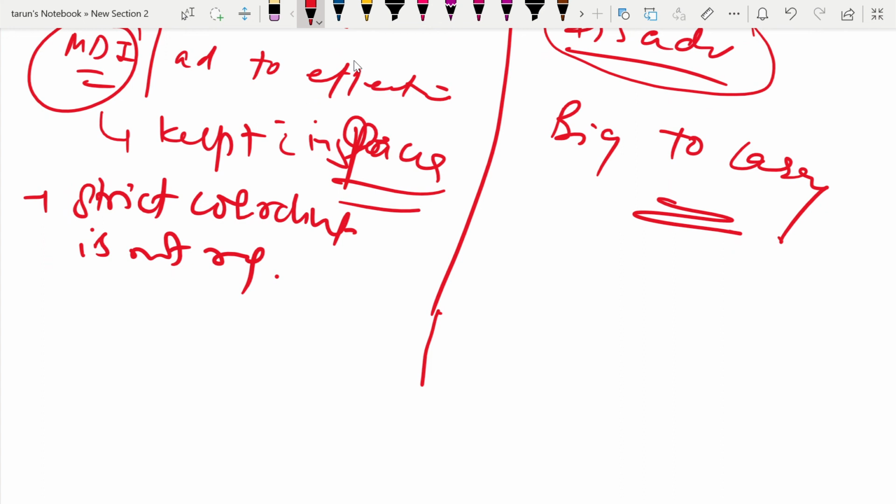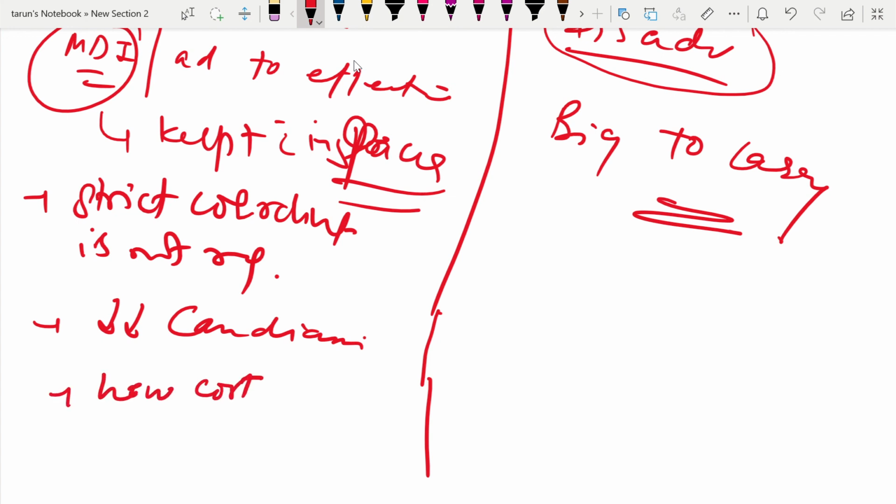Then the chances of oral candidiasis with inhaled corticosteroids are reduced with the help of spacers. Then it is low cost, portable, and no electricity is required, in comparison to nebulizers.